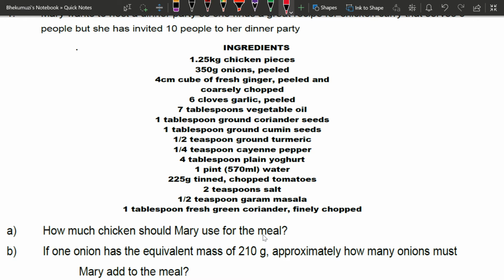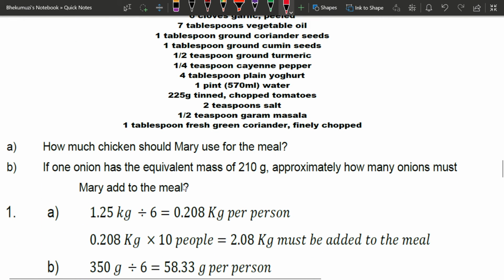So she needs to increase it. You first say, okay, this 1.25 kilograms of chicken pieces would have been enough for 6 people. Therefore, when you divide it by 6, you get the amount per person, which is 0.208 kilograms of chicken per person. And then you multiply it by 10, because now she's invited 10 people instead of just 6, to keep the serving the same, right?